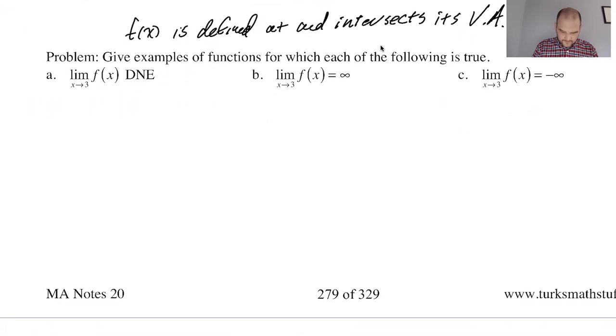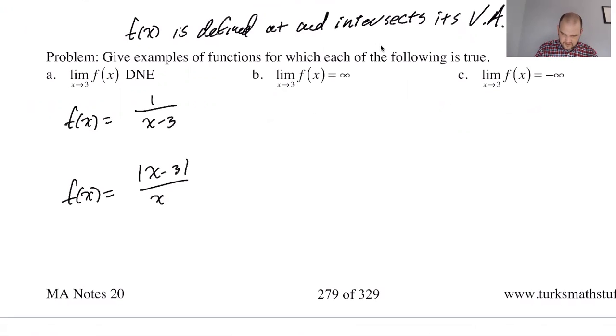For example, what if I just take 1 over x and shift it 3 units to the right? So I could do 1 over x minus 3. I know that that's going to work. I also know that the absolute value of x minus 3 over x minus 3 is going to work. There's an infinite number. Both of those are good, right?